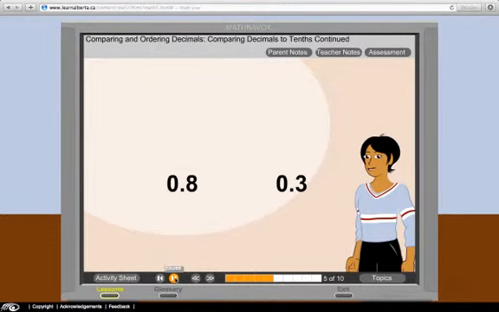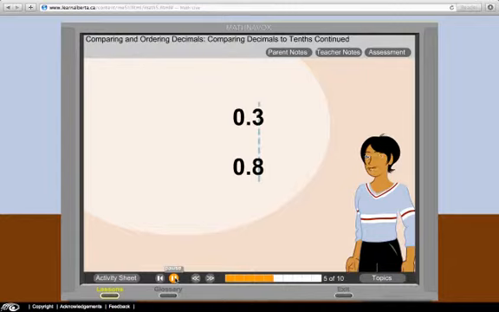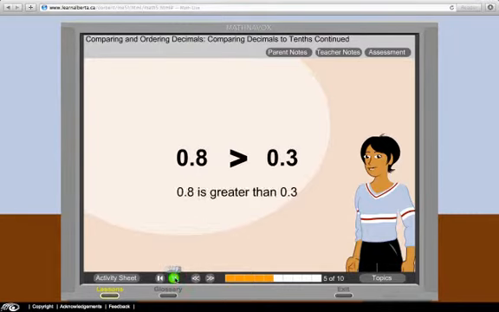You can use a diagram to help you, as we have just done, or you can compare the numbers by looking at the digits. We'll compare the numbers starting from the left with the greatest place value. Because both numbers have a 0 in the ones place, we don't yet know which number is greater. We'll have to move on to the next place value. When we compare the tenths in both numbers, we see that the first number has 3 tenths, and the second number has 8 tenths. We know that 0.8 is greater than 0.3.